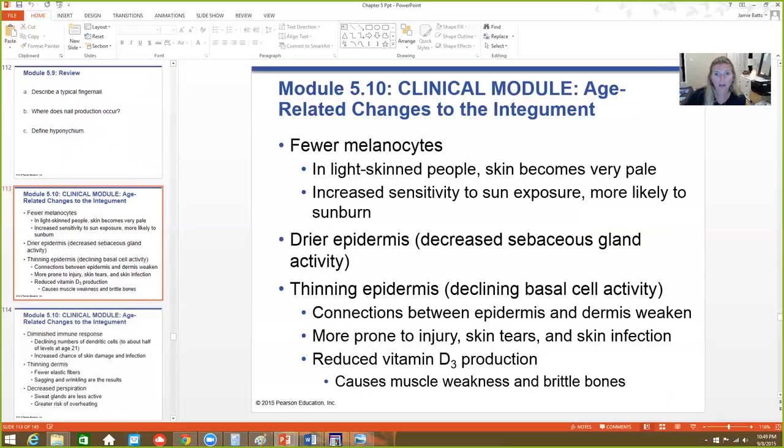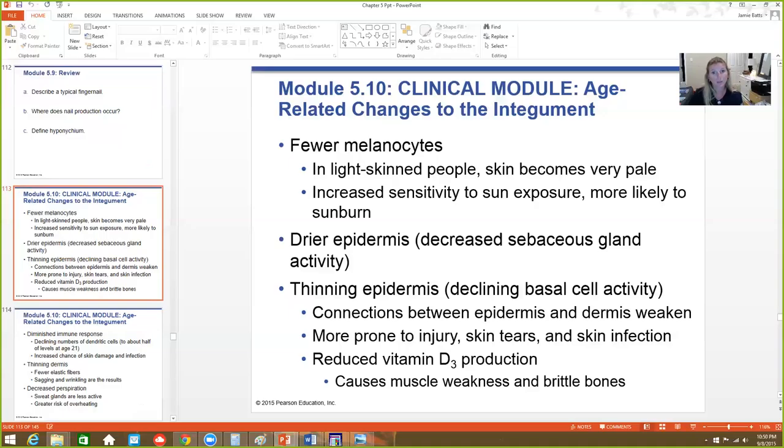Finally, let's talk about some age-related changes to integument. At the end of every chapter, we go through some age-related changes, and it's a little bit of doom and gloom, I know, but it's happening to every one of us, believe it or not. As we get older, we have fewer melanocytes, which means our skin is going to get paler. We're going to have increased sensitivity to the sun, more likely to sunburn. Your epidermis is going to get drier because your sebaceous glands are no longer secreting all of the oil like they used to. You also have a thinning epidermis.